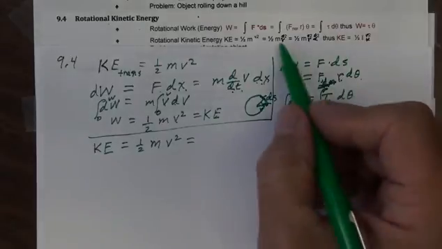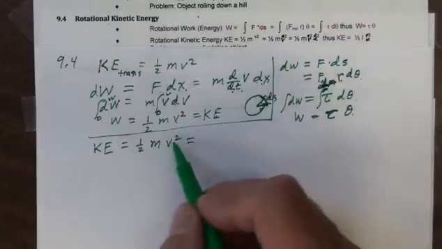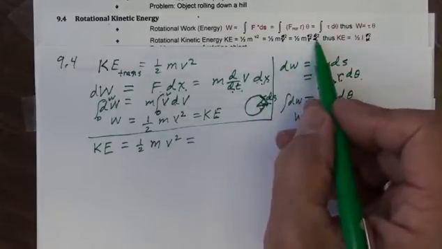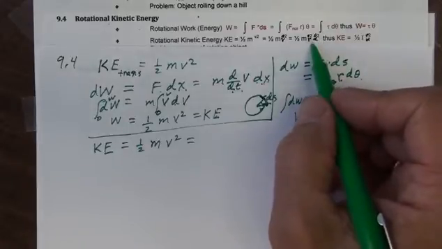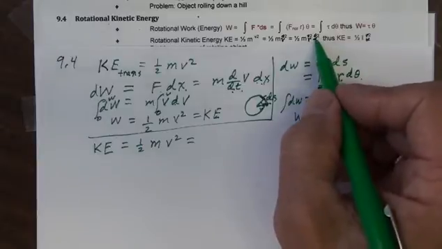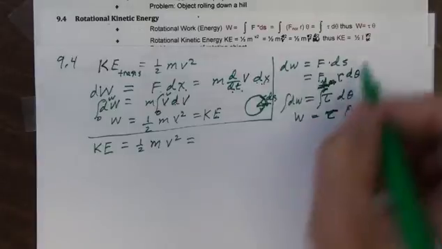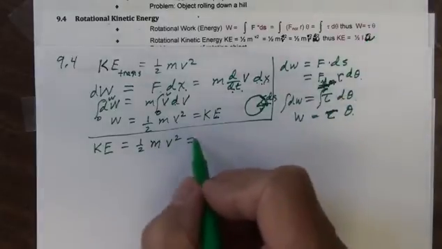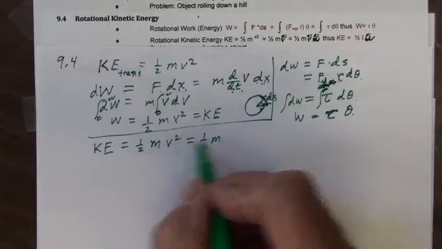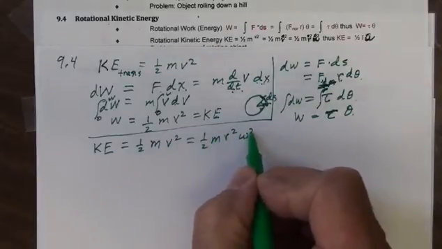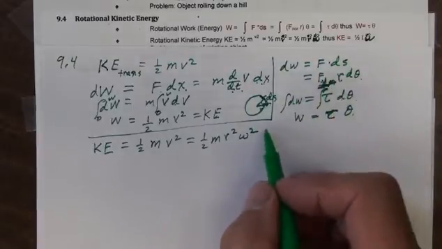Sorry, I had to fix those typos right there. Let me write out explicitly what that is. This is 1/2 mv squared, but we know v is equal to r times omega. So this is supposed to be omega here. So this is going to be 1/2 m, where the v is r omega. That would be r squared omega squared. That's what this is supposed to read. It's difficult to read there.